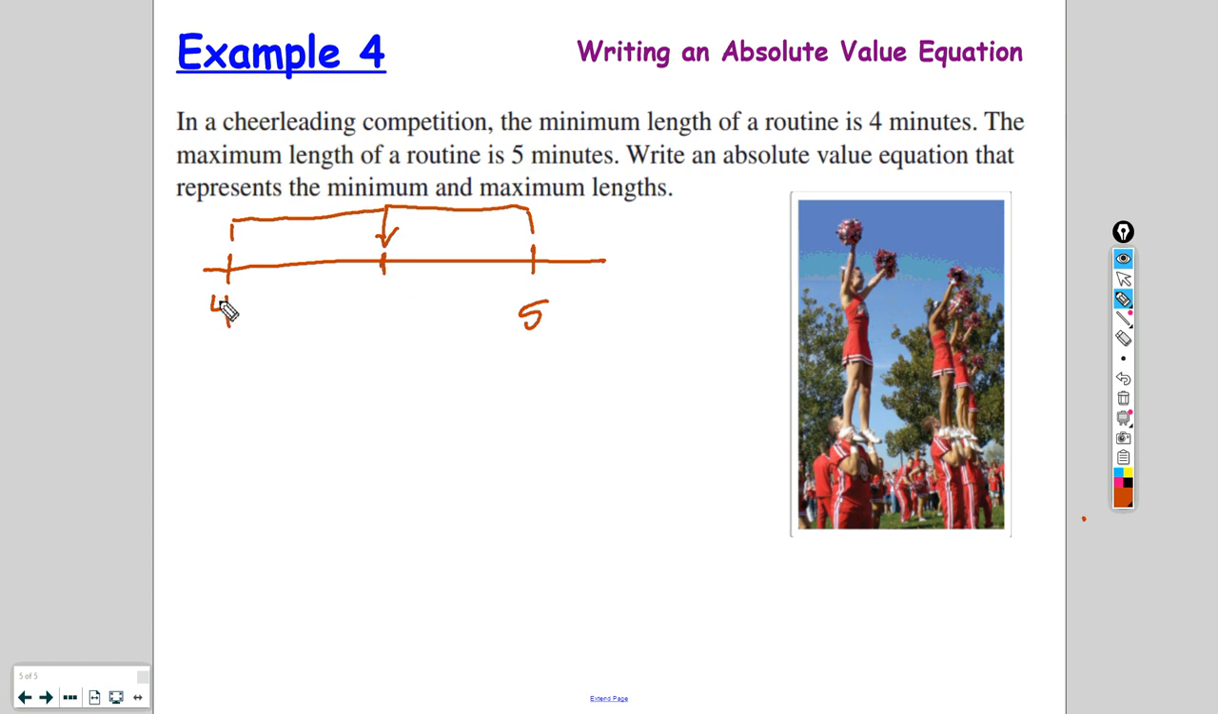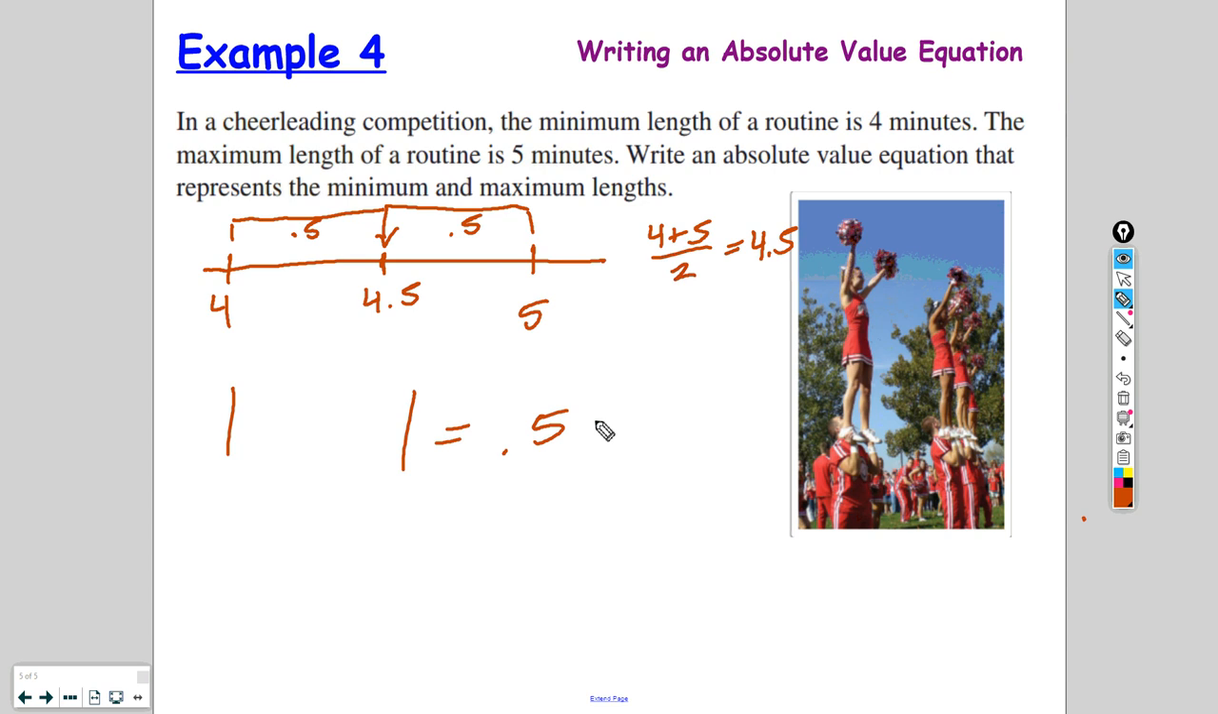Okay, so it doesn't take much to do this, but to figure out what's in the middle, we just take the average, 4 plus 5 divided by 2, right, which hopefully we know that's just 4.5. So the minimum and maximum routines are just half a minute away from each other. All right, so this represents basically the distance. All right, so that's what our absolute value equation equals. It equals a distance. So whatever the absolute value is going to equal 0.5.